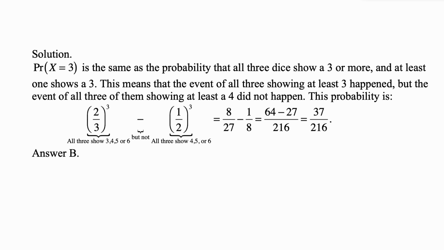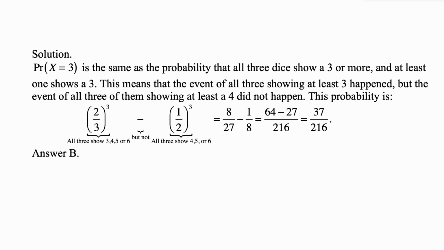And there are 3 independent dice, so to get all 3 showing one of those numbers, 3, 4, 5, or 6, the probability of that happening is 2/3 times 2/3 times 2/3, so 2/3 cubed. But the event where all 3 show 4, 5, or 6 did not happen, because at least one had to show a 3. The event where all 3 show 4, 5, or 6 has a probability of 3/6, or 1/2, and the probability of this happening 3 times is 1/2 times 1/2 times 1/2, so 1/2 cubed. And this event didn't happen.